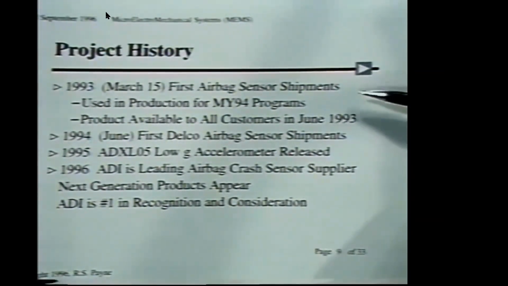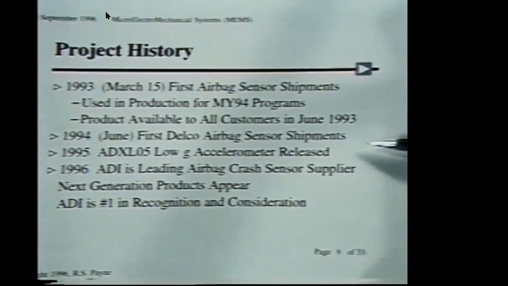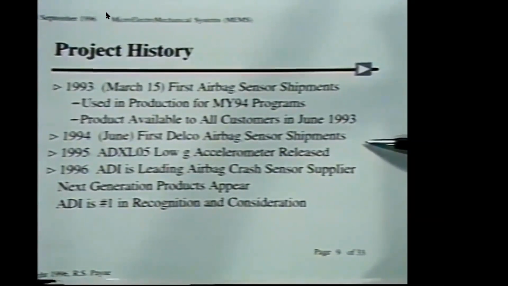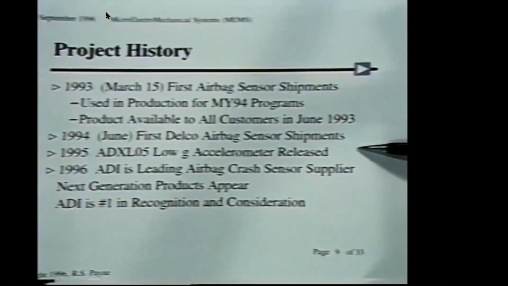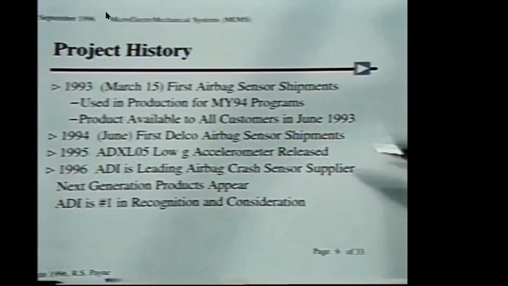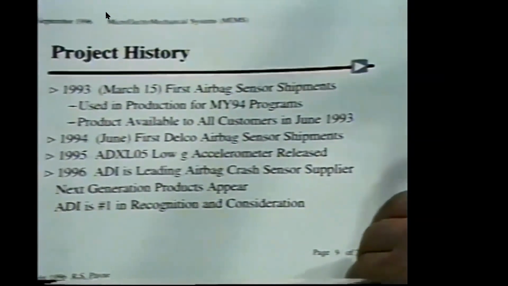By 1993, it was in production on Saab 900s at a fairly modest level. The part was sampled to the world in mid-93. By 94, we had convinced the largest U.S. automotive manufacturer to use it on select Buick, Oldsmobile and Pontiacs. By 1995, an order of magnitude improvement had been realized. And by 1996, we see several million airbag crash sensors rapidly displacing mechanical components in cars around the world.